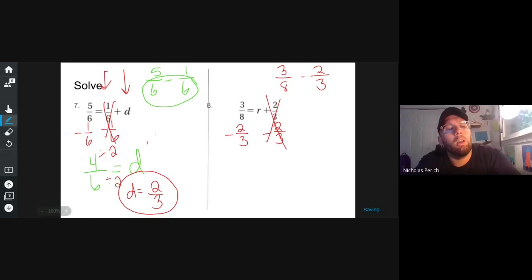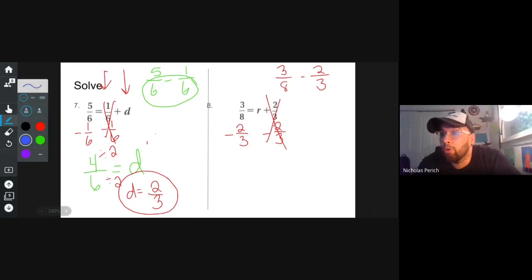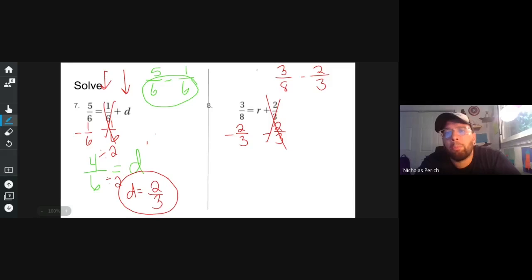Now, are the denominators the same? No, they're not. How do I make them the same? Multiply that one by 3/3 and multiply that one by 8/8. Common denominators, boys and girls. That turns it into 9/24 minus 16/24. What's 9 minus 16? -7. Keep 24 the way it is. And instead of writing out equals R, I'm going to write out R equals.